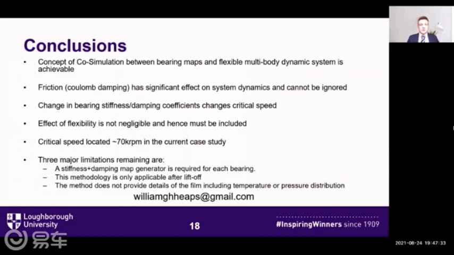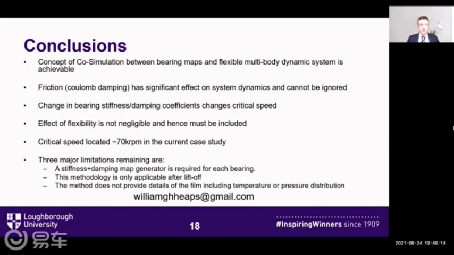So now to conclude. During this study, the concept of co-simulation between bearing maps and a flexible multi-body dynamic system has been shown to be achievable. The friction or Coulomb damping effect has significant effects on the system dynamics and cannot be ignored when performing analysis on systems such as this. It's really important to look at the Coulomb damping when considering airfoil bearings. A change in bearing stiffness and damping shows a slight shift or reduction in the critical speed and the size of the magnitude of vibration in the system.